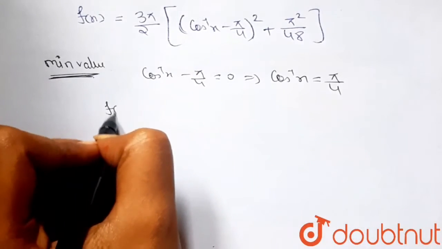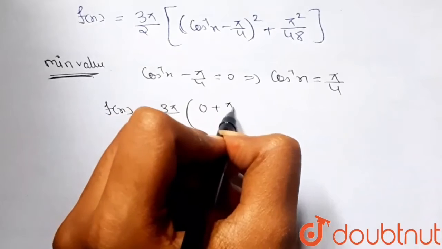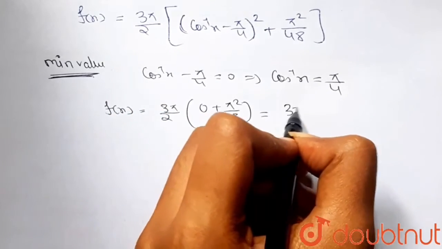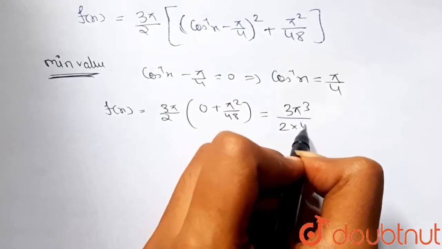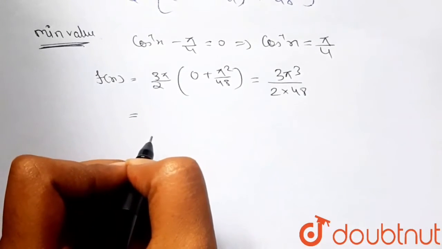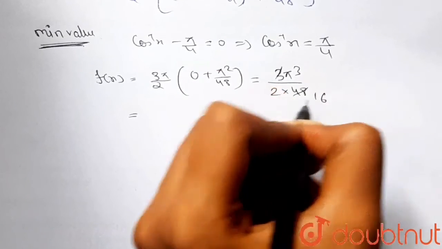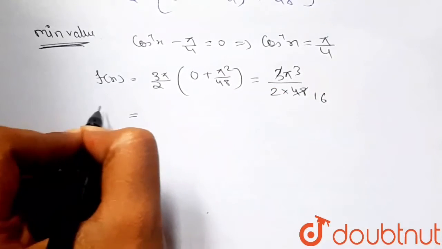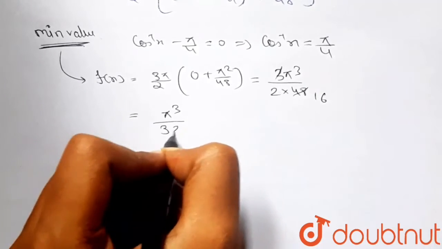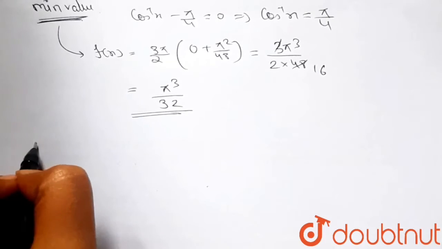We will finally have f of x as 3 pi by 2 in bracket 0 plus pi square by 48, right? So this will become 3 pi cube by 2 into 48, and this will be cancelled out by 16, right? So the minimum value of f of x will be pi cube by 32. Okay, so this will be the minimum value of f of x. Now let's find out the maximum value.